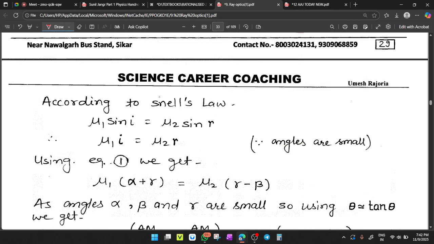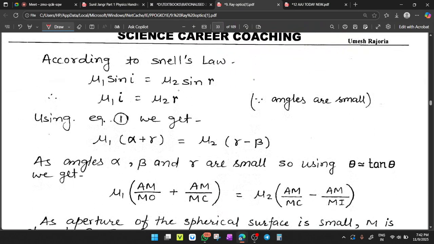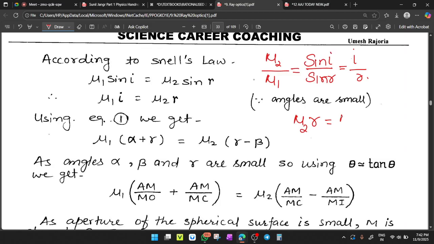So as I said, mu 2 by mu 1 equals, by Snell's law, sin I upon sin R. But the angles are very small, so you have placed that, sir, that this becomes I upon R. So mu 2 into R equals mu 1 multiplied by I. Got it? Mu 1 into I equals mu 2 R.